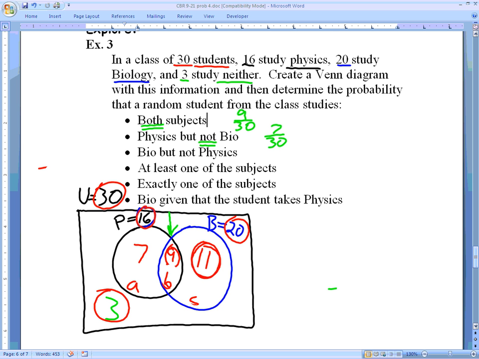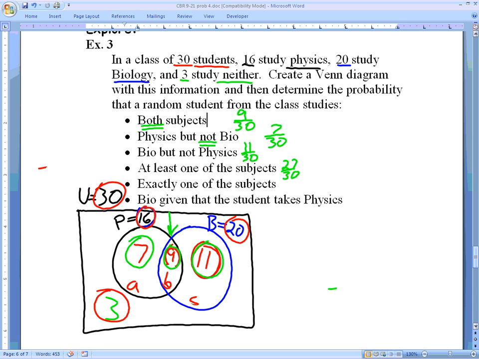Bio, but not physics. This time cover up the physics and see how many students just study bio. And that would be 11 out of the 30. At least one of the subjects. So those would be the 7 that just study physics, the 11 that just study bio, and the 9 that study both. That would be at least one. One, the other, or both. And so I add all those up, and I get 27 out of 30.